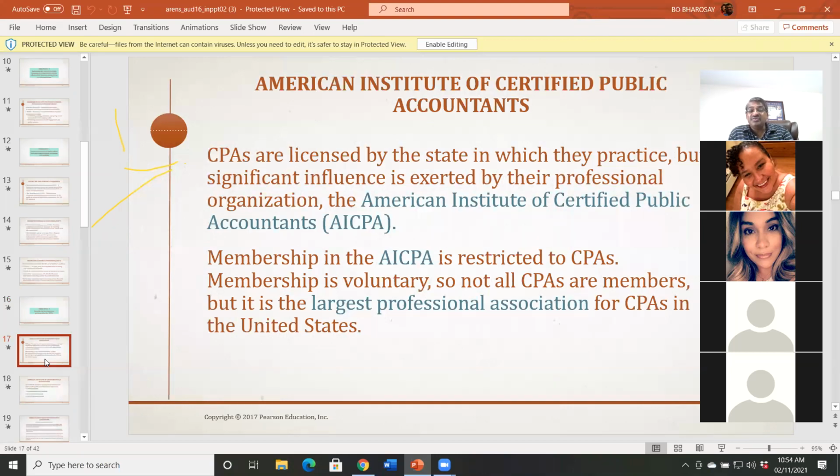CPAs are licensed in the states in which they practice, but significant influence is exerted by the professional organization, the AICPA. Membership in the AICPA is restricted to CPAs. Membership is voluntary, so not all CPAs are members, but it is the largest professional association of CPAs in the United States.